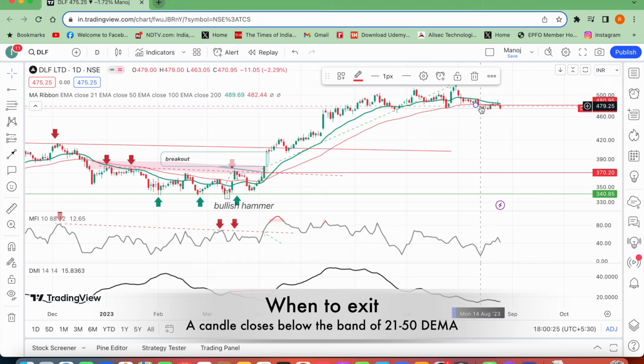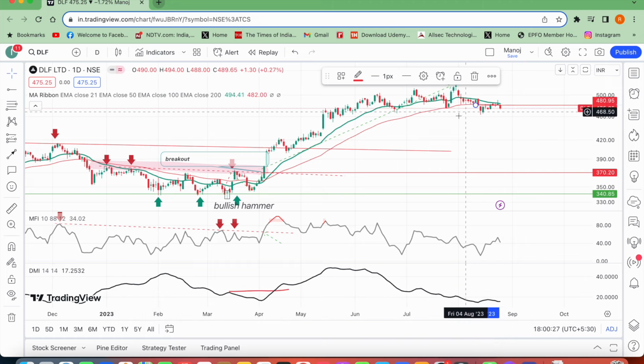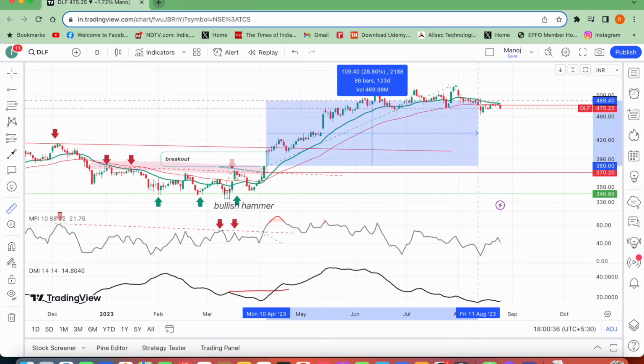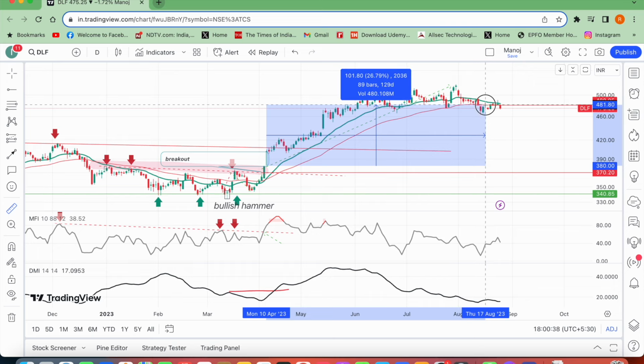I can exit at around 480 while my entry was around 380. I could have made a profit of 26% in a span of hardly 6 months. This is how I normally analyze the chart and make decisions whether to enter into a stock on the long side or on the short side.